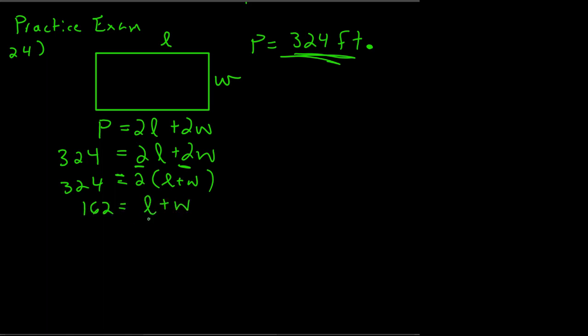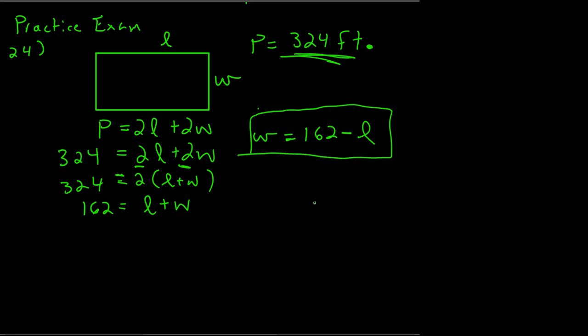And I'm going to pick one of these variables that I am going to replace. I think I'll solve for W. So W is equal to 162 minus L. As I subtract L from both sides, I'll get W on its own. And so we now have the width in terms of L.